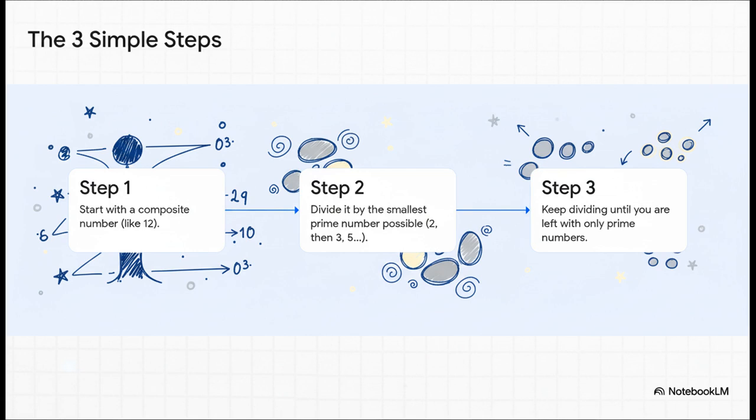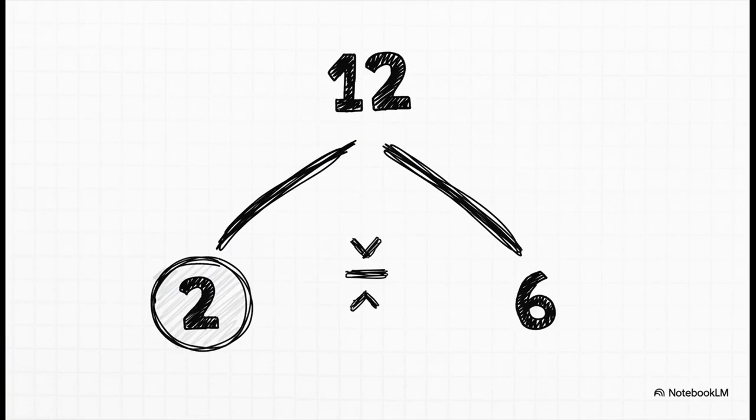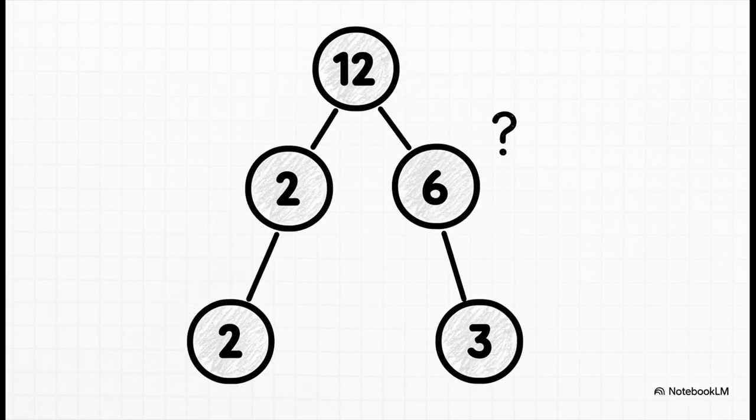Let's try it. Okay, so we have our number, 12. Let's think, what's the smallest prime number we can divide 12 by? We always start with 2. Does 2 go into 12? Yep. And 12 divided by 2 is 6. Easy peasy.